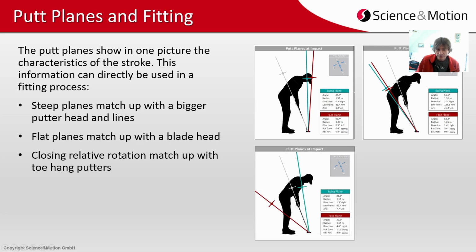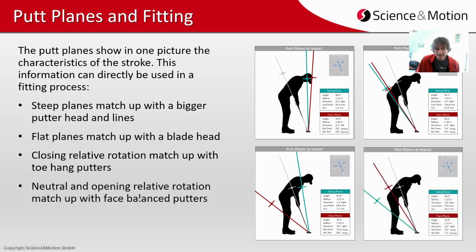Closing relative rotation, meaning that the face closes against the path, over-rotating the putter, would match up with toe-hang putters. And neutral or opening putter face relative to the path would match up with a face balance putter. So by using this information, you can very easily help your student to identify the matching putter to help him to be more successful on the course.